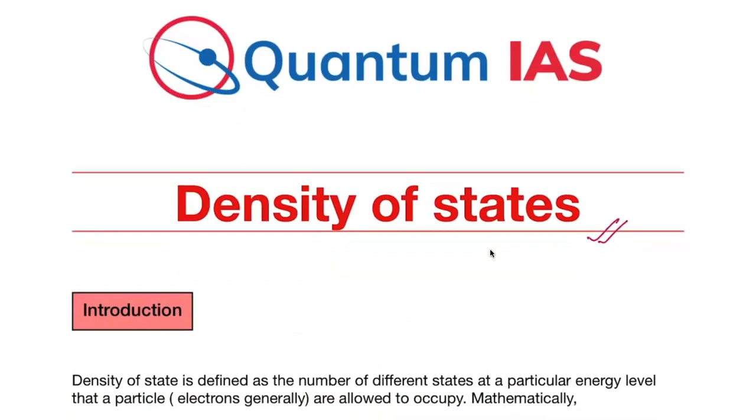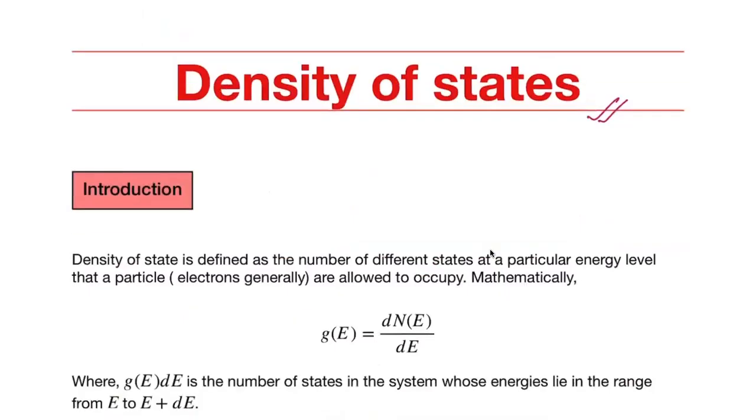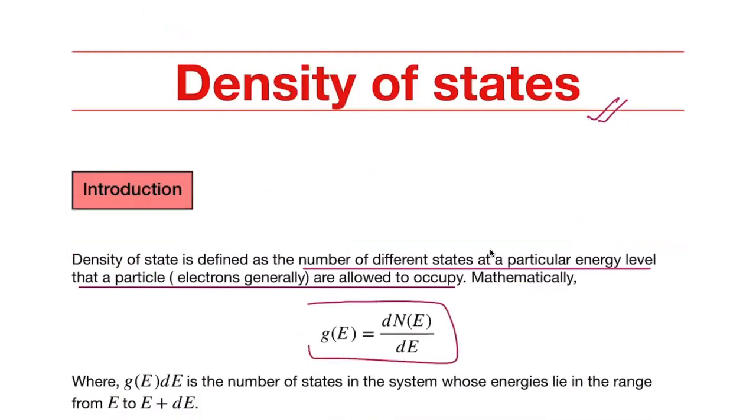Let's begin our discussion. So first of all, what do you mean by density of state? Density of state is defined as the number of different states at a particular energy level that a particle, generally an electron, is allowed to occupy. And this is what we mean mathematically by density of state.